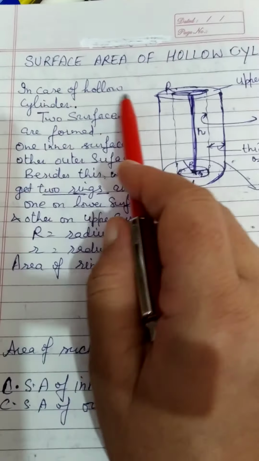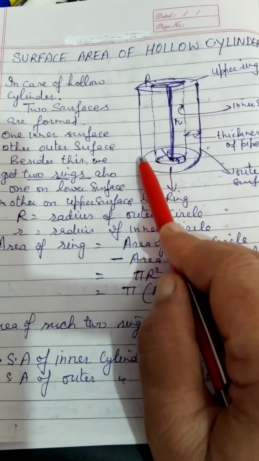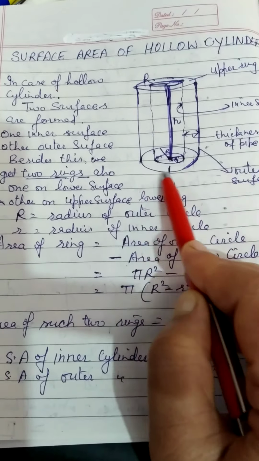In case of hollow cylinder, two surfaces are formed, one inner surface, other outer surface. Besides this, we get two rings also, one on the lower surface and other on the upper surface. Capital R is the radius of the outer circle and small r is the radius of the inner circle. This is the outer circle and this is the inner circle.